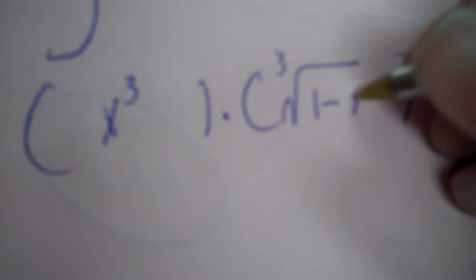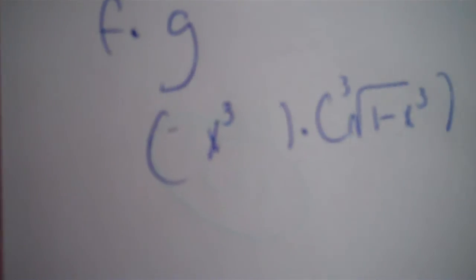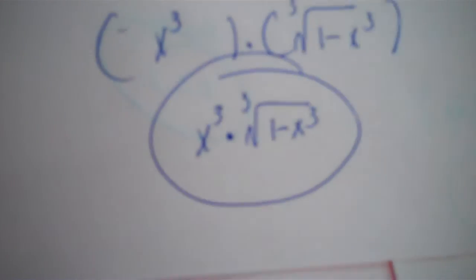Okay, now f times g, it's going to be the same thing. So f is x to the third, and then g is the cubed root of 1 minus x to the third. No, you do not distribute that, not when it's in a cubed root like that. You just keep it separated. X to the third times the cubed root of 1 minus x to the third. Of course, the domain is all real numbers. Okay, so that's 2 through 8. That was fun. Not.